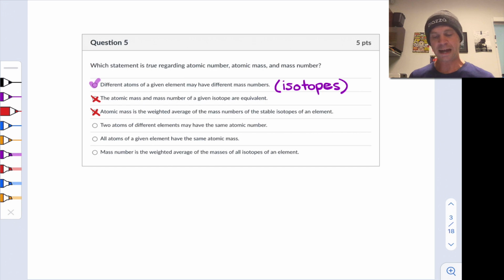Next statement says two atoms of different elements may have the same atomic number. We know this is false because the atomic number is what defines the elements, and so two different elements by definition have different atomic numbers. Next we have all atoms of a given element have the same atomic mass. Well, this is false because, again, of the existence of isotopes.